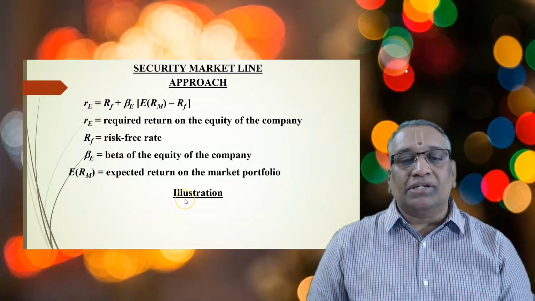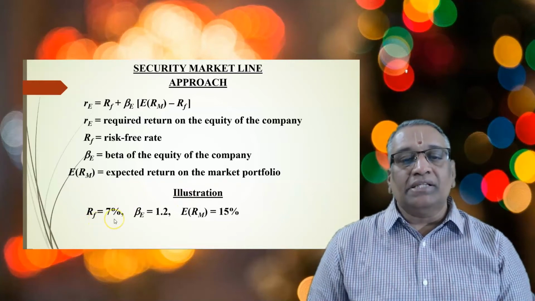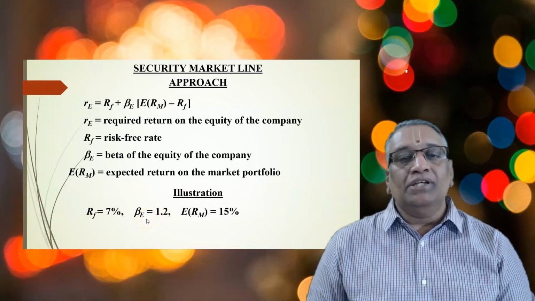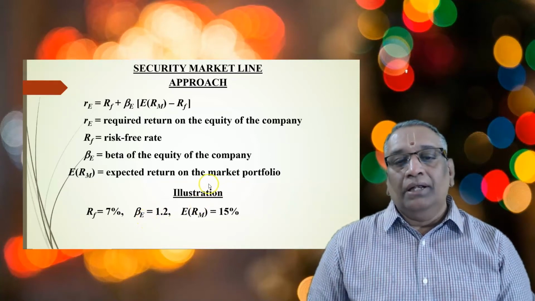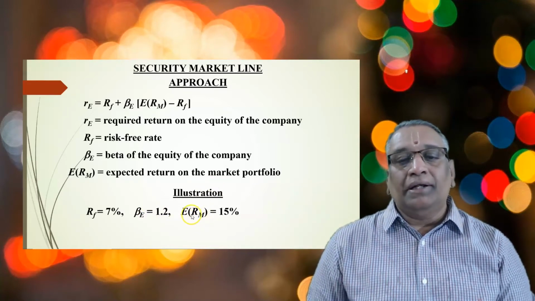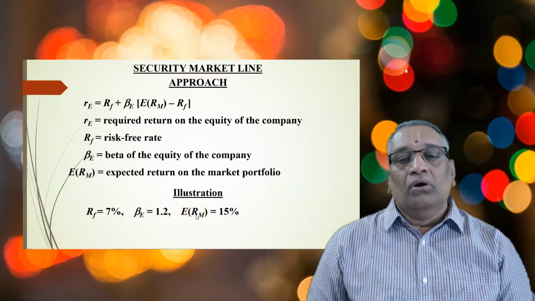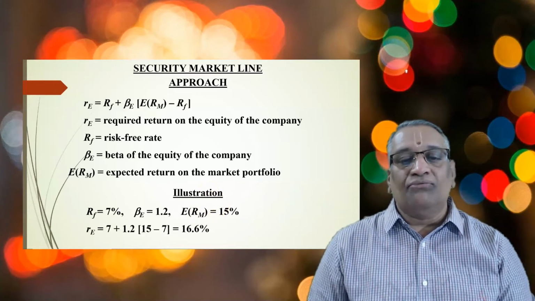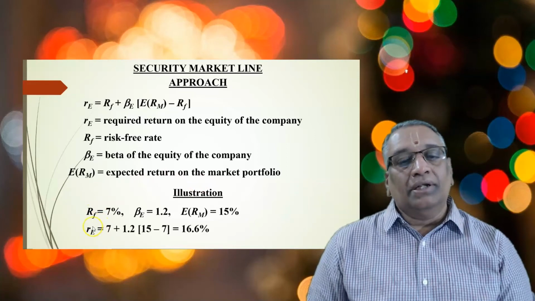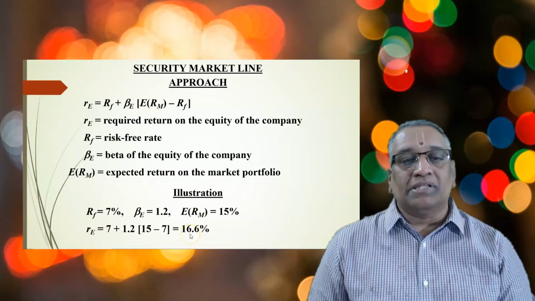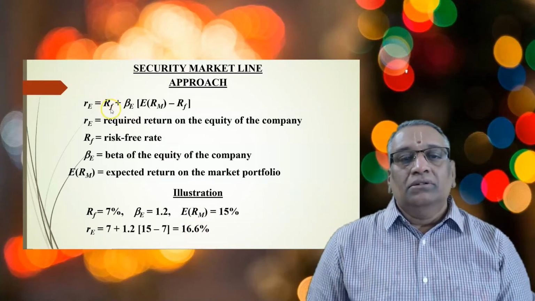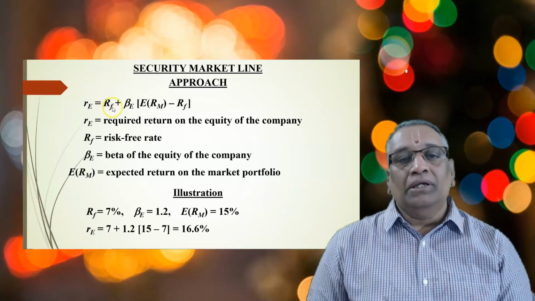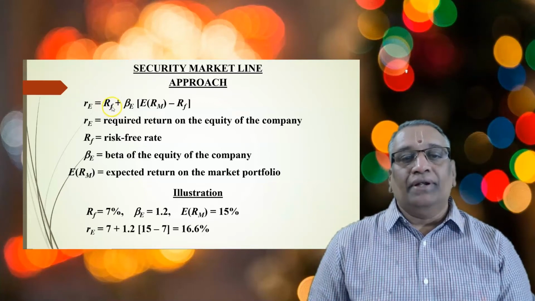Let us now consider an illustration. If the risk-free rate is 7%, the equity beta is 1.2 and the expected return on the market portfolio is 15%, substituting the numbers in the formula, you get the return on equity at 16.6%. So what is this risk-free rate? It is the zero risk interest rate. Normally, the treasury bill interest rates are considered as the risk-free rate of interest.